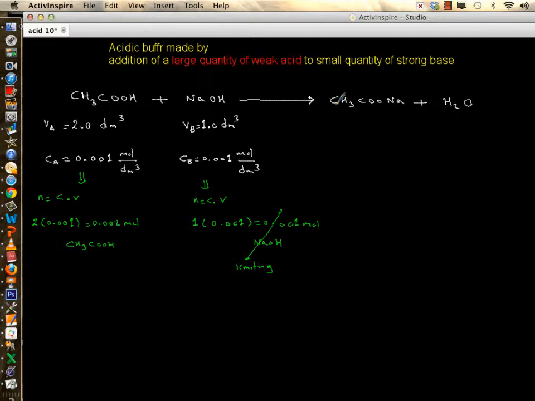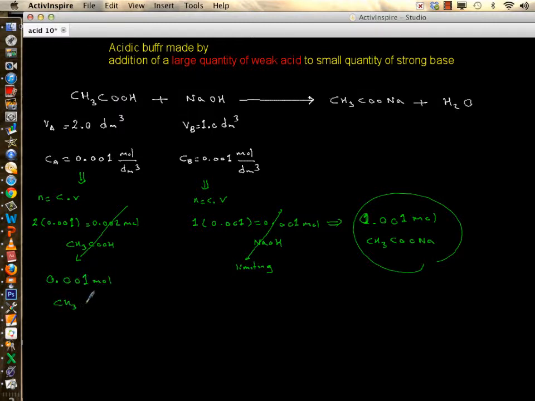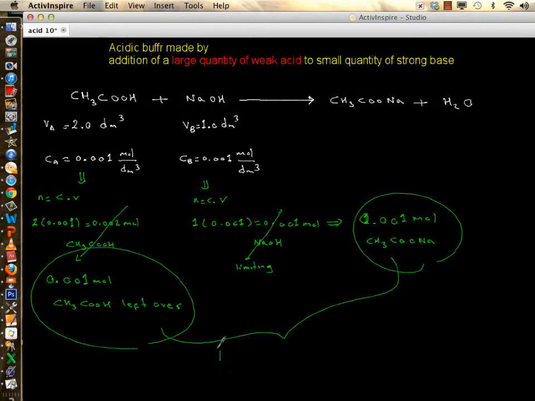And how much of your product do you produce? You are going to produce 0.001 mole of sodium ethanoate. CH3COONa comes to life. And how much of your acid do you have left? You have used 0.001 moles of that. It's simple subtraction because it's 1 to 1. So you have 0.001 mole of CH3COOH left over. Now you have enough of the weak acid and you have enough of its salt to have a buffer going.